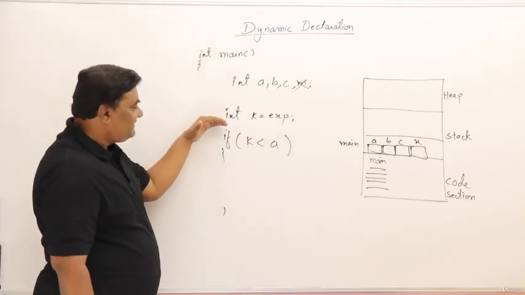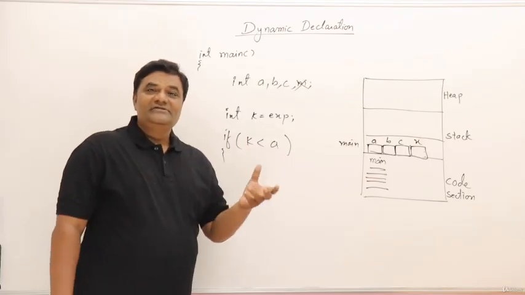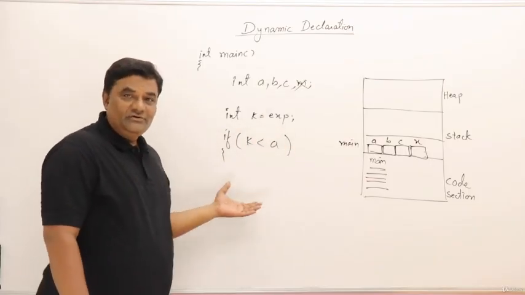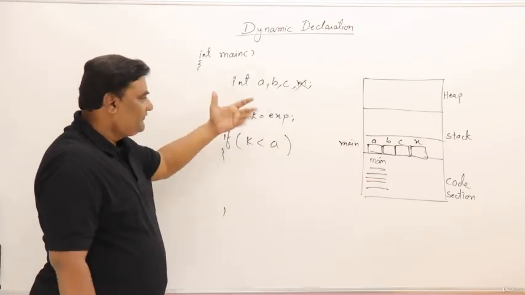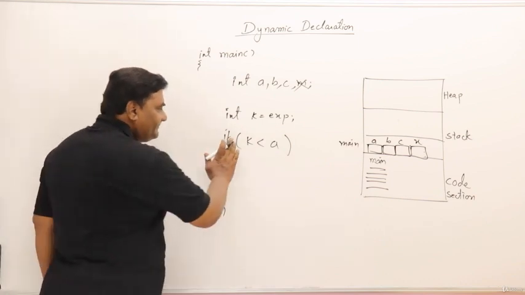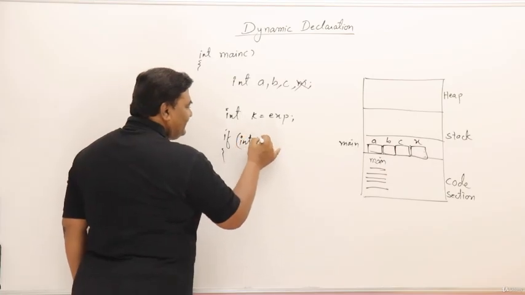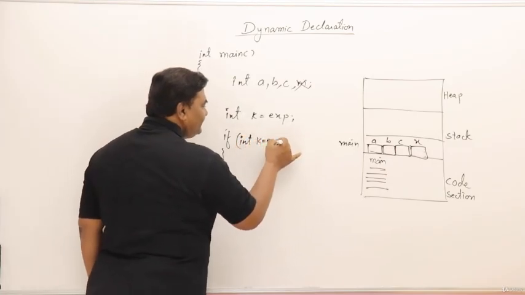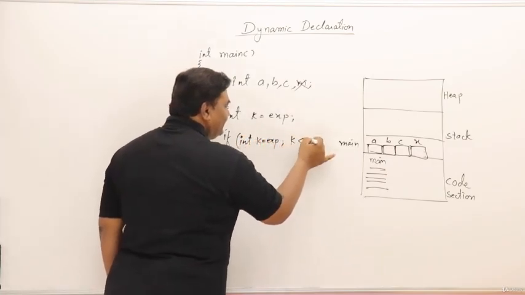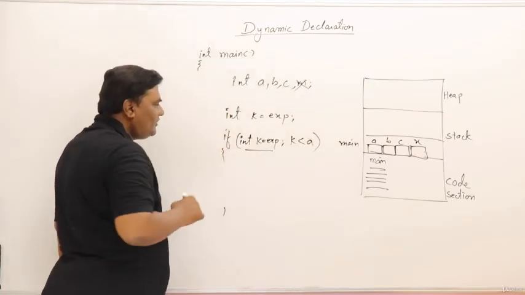Once I declare it outside, it is there throughout the main function. I want the scope of this variable also limited to this block. I want this to be removed from the memory once this if ends. So how can I do it? I can write the same thing like this: int k assigned some expression, then k less than a. Oh, I can declare the variable here also, inside the statement.